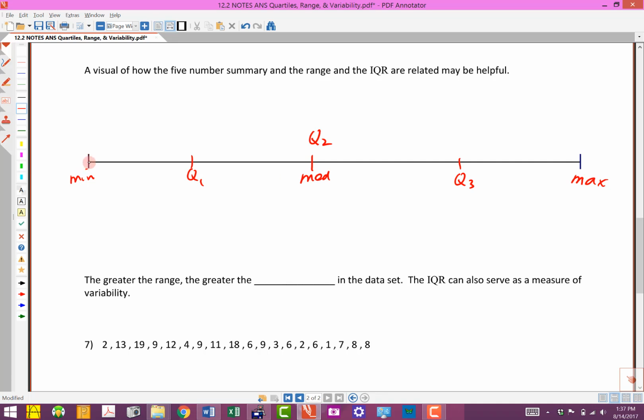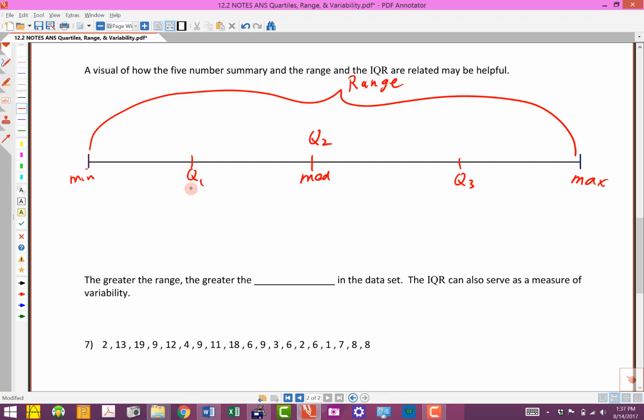And then that's the end on this, and that's the end on that. So we've got a min down here and a max up there. So let's visualize what the range is. The range is how spread out all of the data is. So I'm going to draw a little bracket that goes kind of like this. That right there is the range. It's the distance from the top to the bottom.